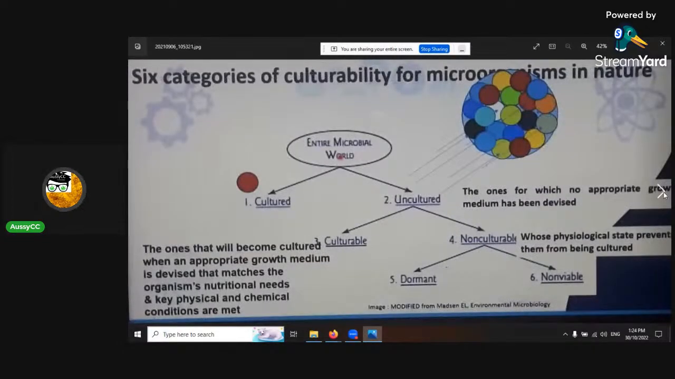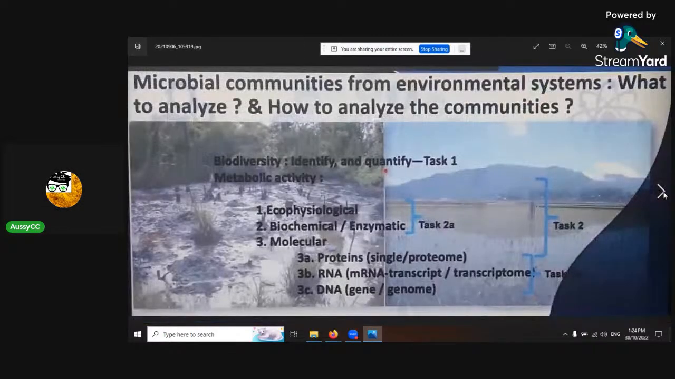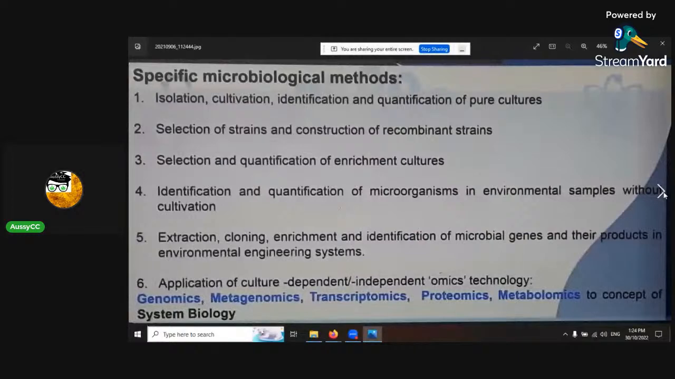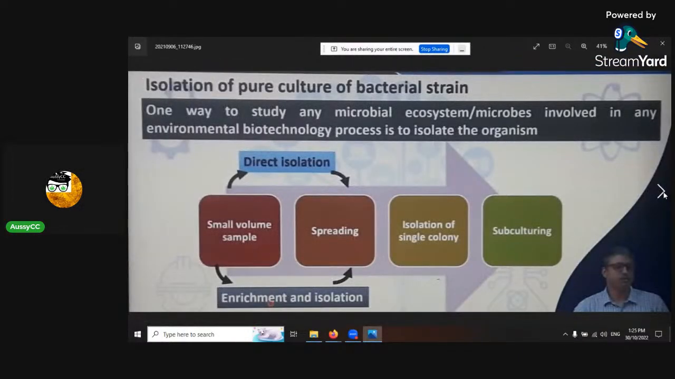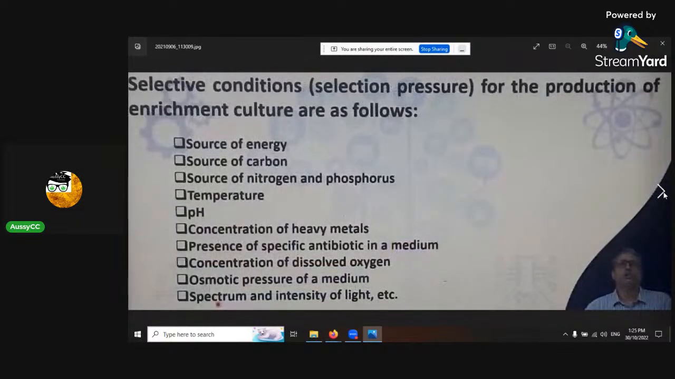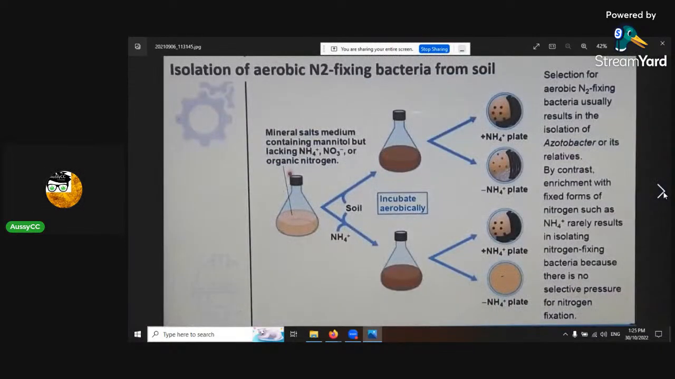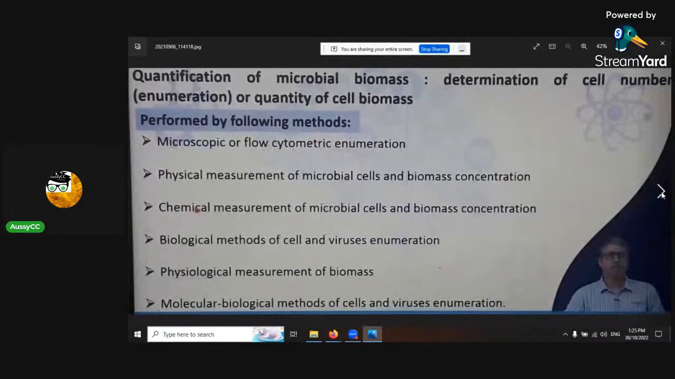Six categories to culturability. Okay, microbial, broad outlines, single microbial methods, direct isolation, select conditions, select enrichment culture. Enrichment cultures are rad. See this, you can make, actually, they're not talking about that.